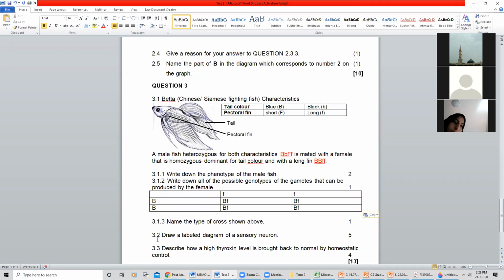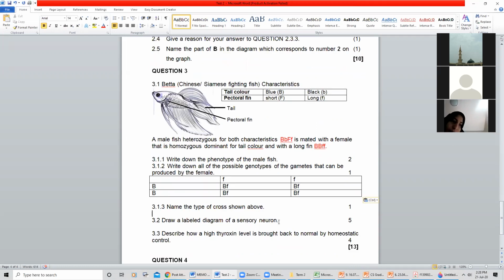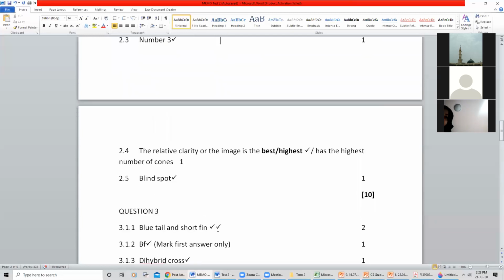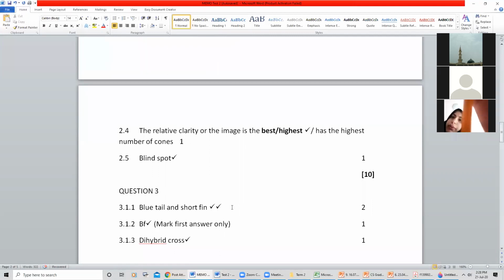And then for 3.2, draw a labelled diagram of a sensory neuron. Okay, so we look at the memo for that one, right? So here we said blue tail and short fin, it was 2 marks. You can see the 2 ticks are right at the end, meaning that if you had blue tail and long fin, you get no marks for that. It's not separated, 1 mark for blue tail and 1 mark for short fin. It's 2 marks all or nothing. The only gamete was capital B and small f.